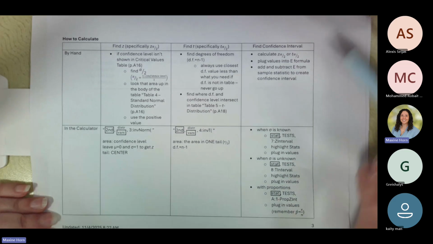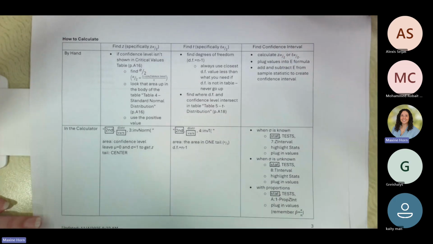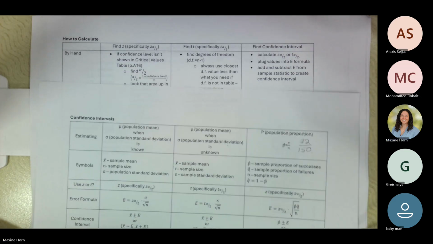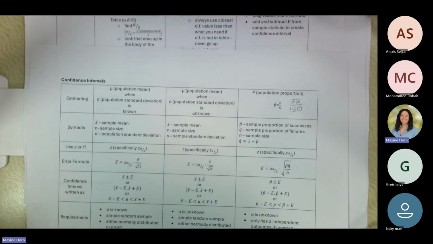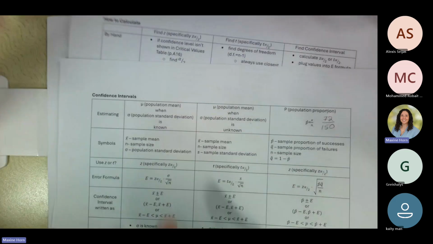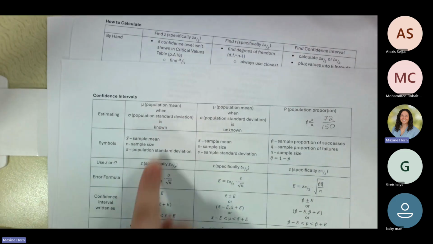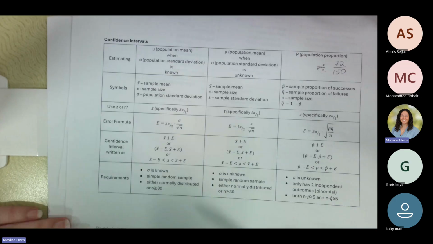Okay, so the first thing that we need to do is calculate our Z alpha halves or our T alpha halves. Actually, real quick, let's go back to the question. I do have a population standard deviation. So I just want to point that out. So I know that I'm going to be in this column here because I know my population standard deviation. Okay, so when I know that, I'm going to be creating a confidence interval.